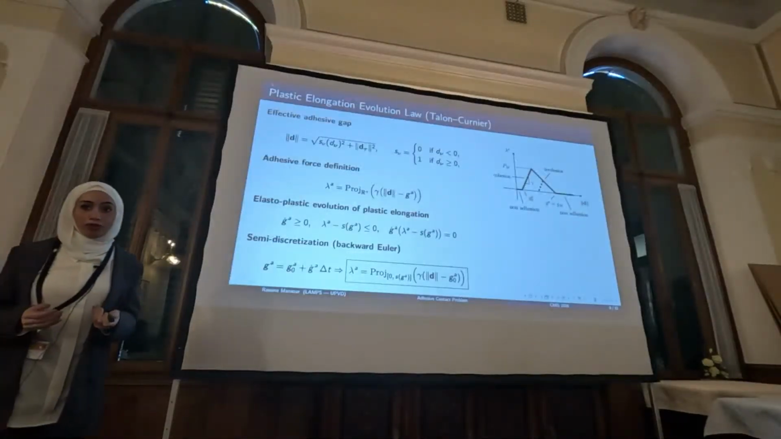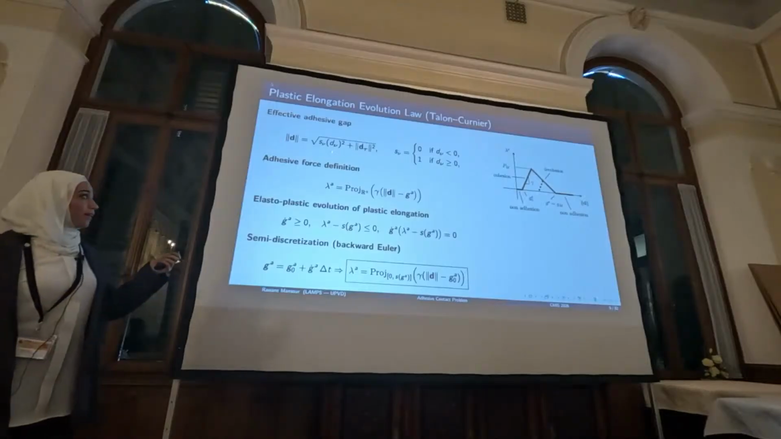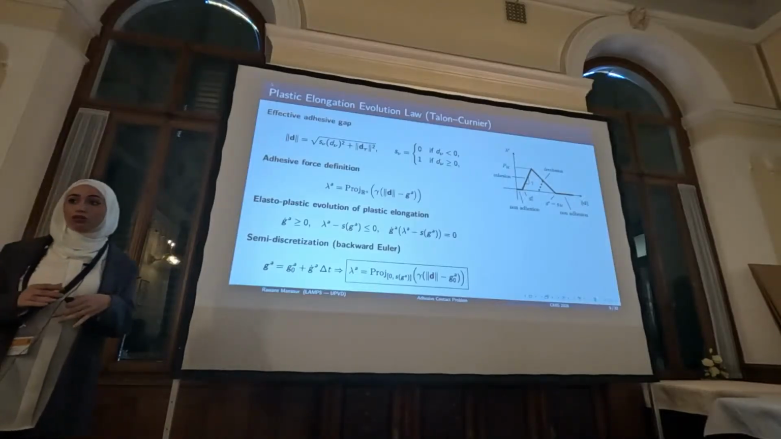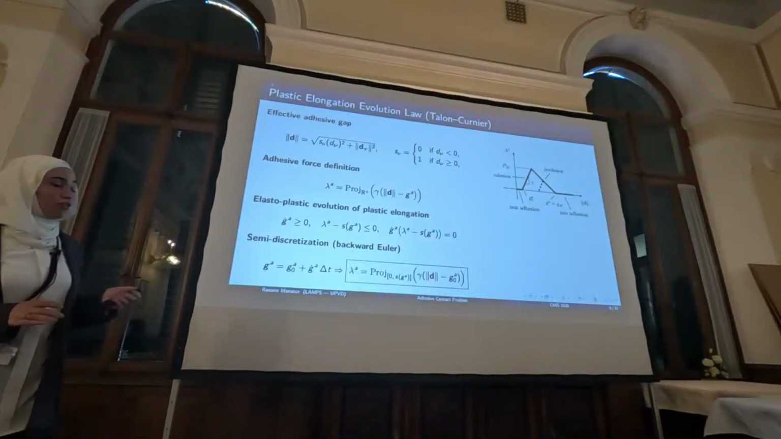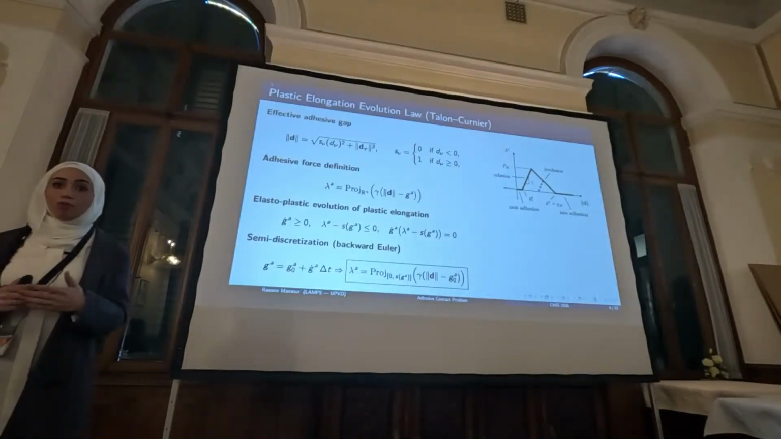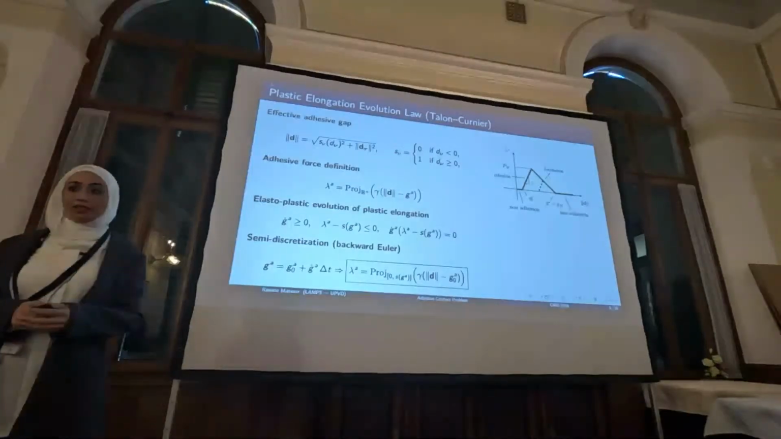To complete our model, we define the contact gap adhesive norm D, where the parameter S mu activates the normal contribution only in the separation phase. The adhesion force is defined as a projection onto the positive real numbers of a linear law, while gamma represents the adhesive stiffness.